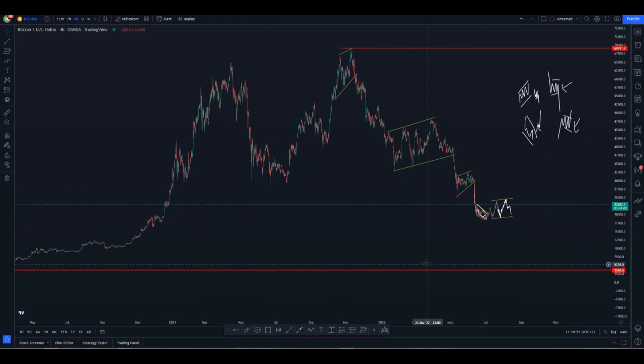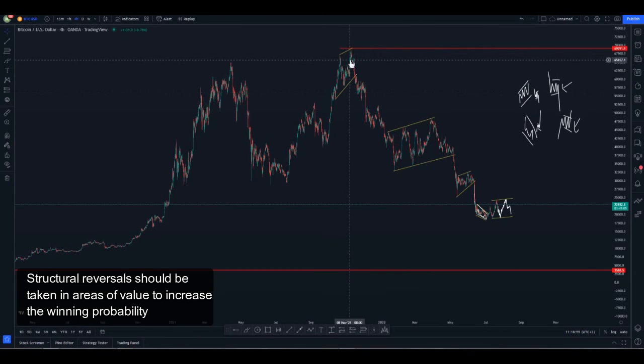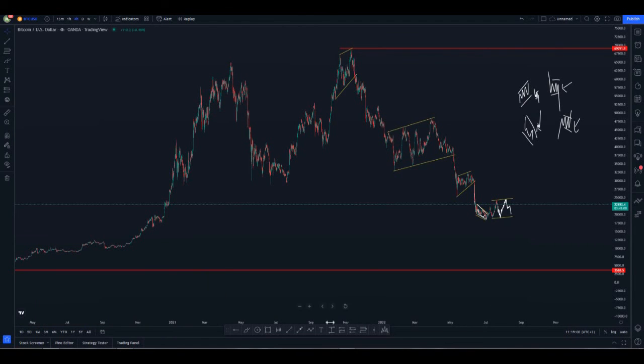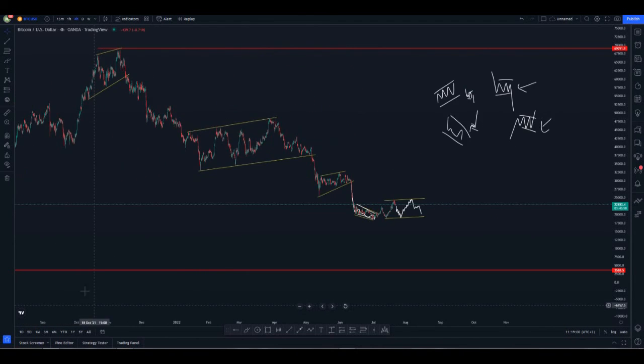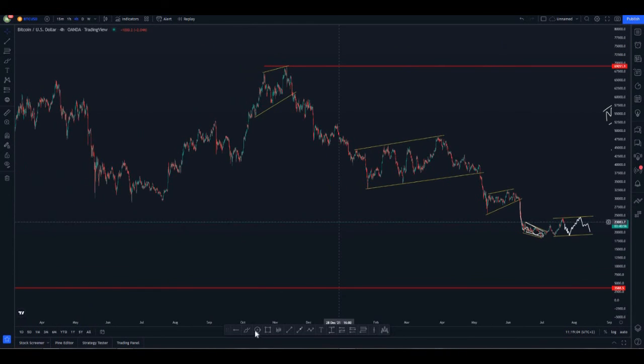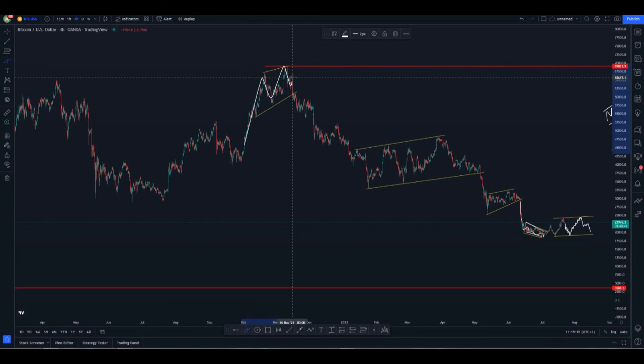This is Bitcoin. Now you see this reversal at the top. That one has structure to it. That one counts as a reversal because there is clear structure to it. There's a beautiful push up, and then you see the structure. That's a structural reversal.